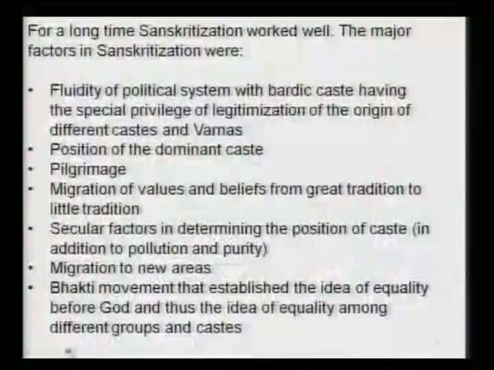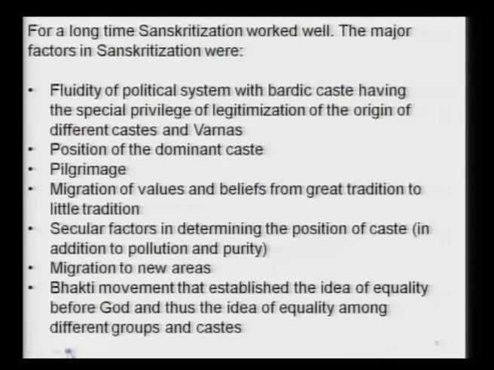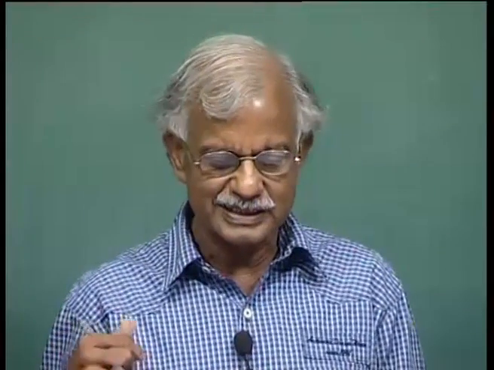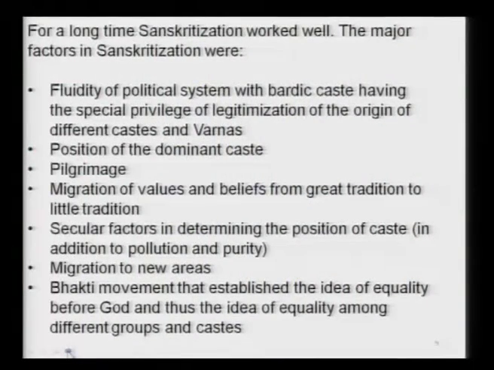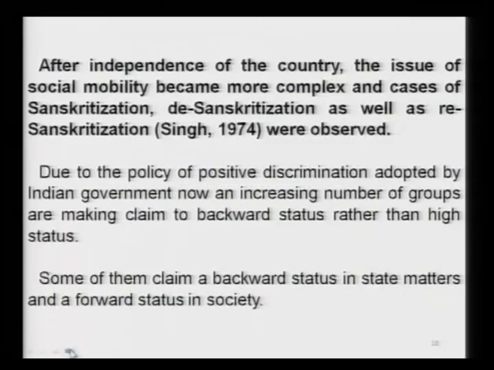Then secular factors also determine the position of caste in addition to pollution and purity. If a caste is numerically large, if a caste is more educated, if people belonging to certain castes are working in cities, in high quality jobs, in bureaucracy, in army, in universities, the status of that caste is elevated. Then migration to new areas. When people migrate from one place to another, then the status of caste may go up or go down. Then the bhakti movement that establishes the idea of equality before God, that everybody is equal, thus the idea of equality among different groups and castes.